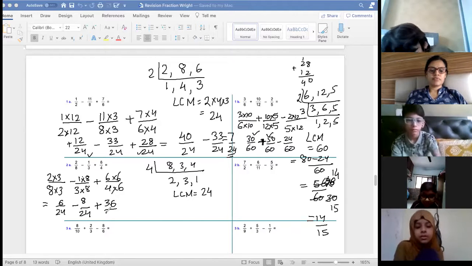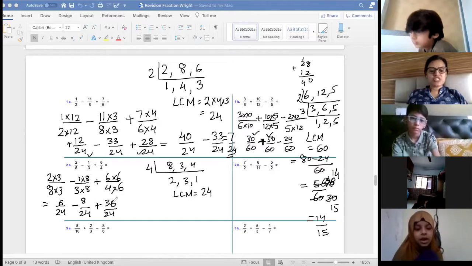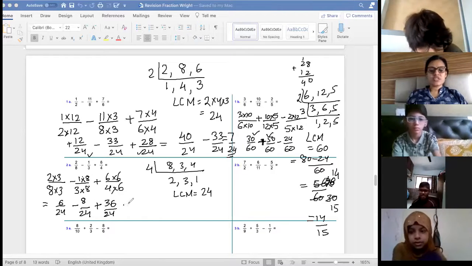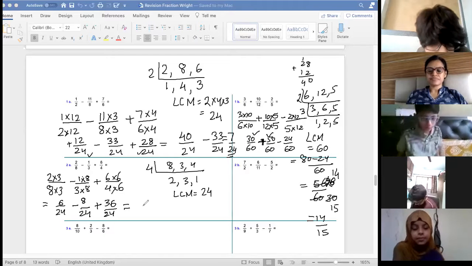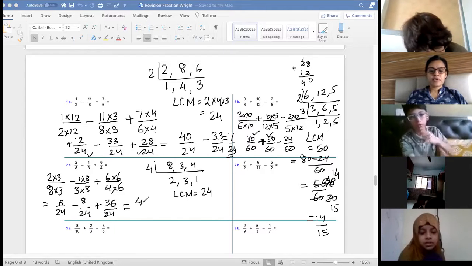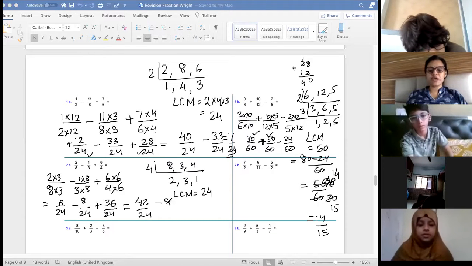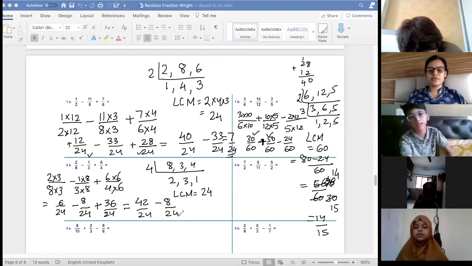And 36 upon... Okay, now which two numbers will I add first? The two positives are 36 and 6. So what is 36 plus 6? 42. Plus 42, by 24, and what is left? Minus 8 by 24.